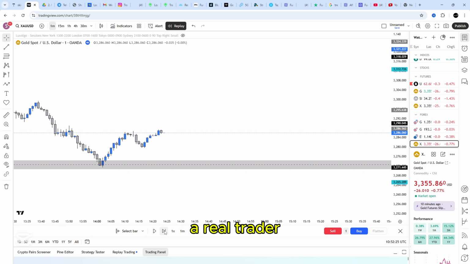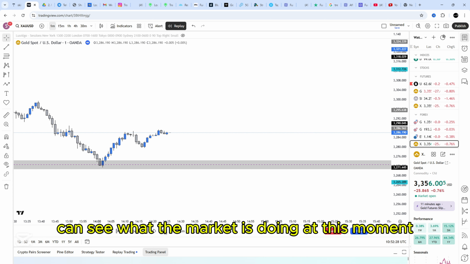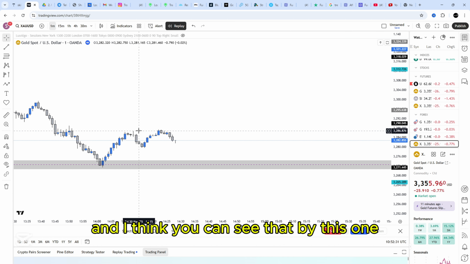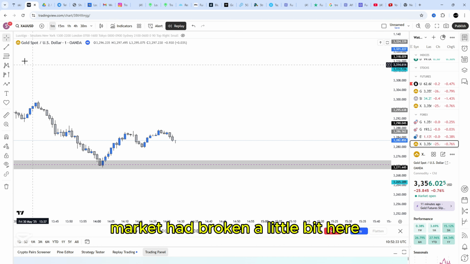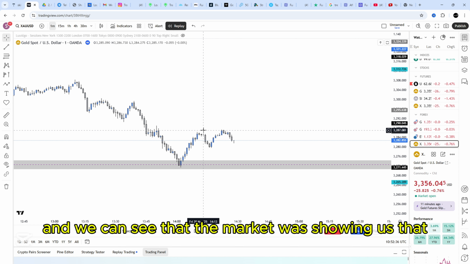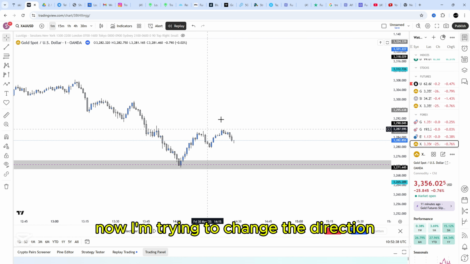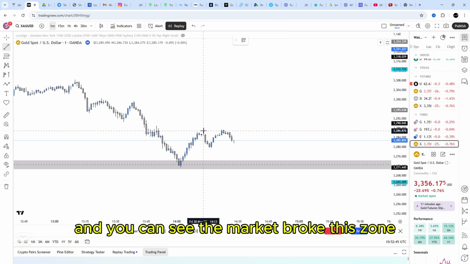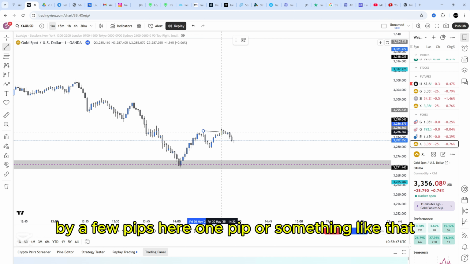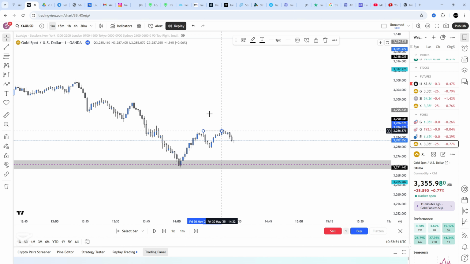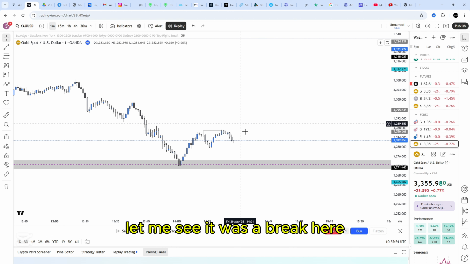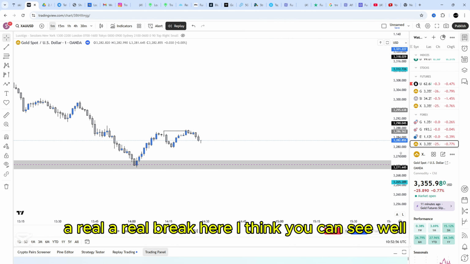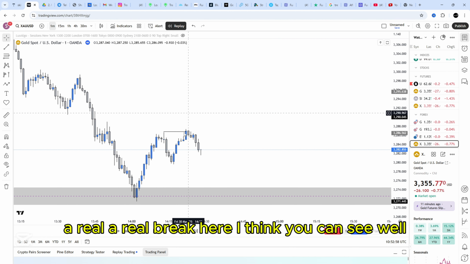A real trader can see what the market is doing at this moment. And I think you can see that by this one, the market had broken a little bit here. The market was showing us that it is trying to change the direction it is heading. You can see the market broke this zone by a few pips, 1 pip or something like that. Let me see. It was a real break here. I think you can see well.